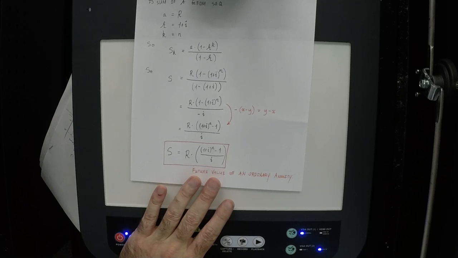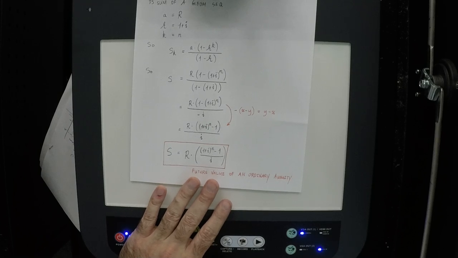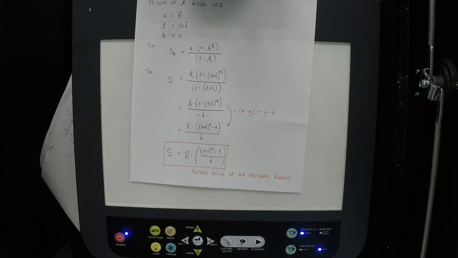That's what the book does. Yeah, there's no good reason. N just represents the number of payments. By the end of the class today, we're going to be talking about mortgages and things like that. So a 30-year mortgage with monthly payments, that's 360 sequential payments. So that N would be 360 in that case. There's no good reason to call it N.